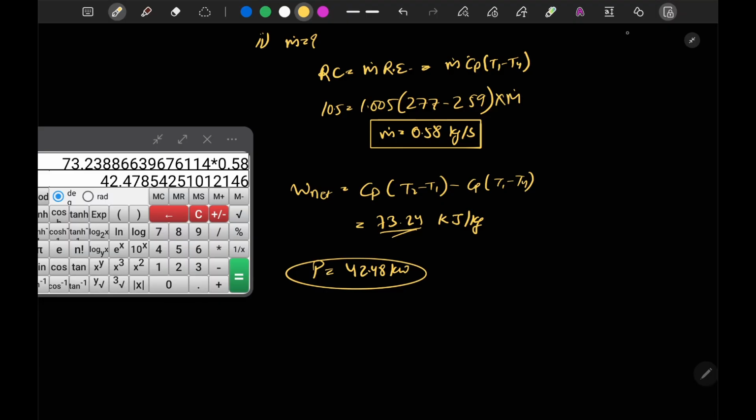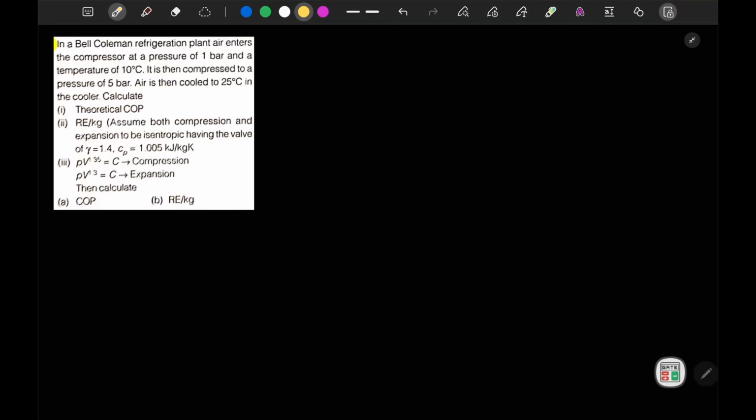Okay, now this is our next question. In a Bell Coleman refrigeration plant, air enters the compressor at a pressure of 1 bar and temperature 10 degrees Celsius, then is compressed to 5 bar and cooled to 25 degrees Celsius in the cooler. Calculate the theoretical COP.